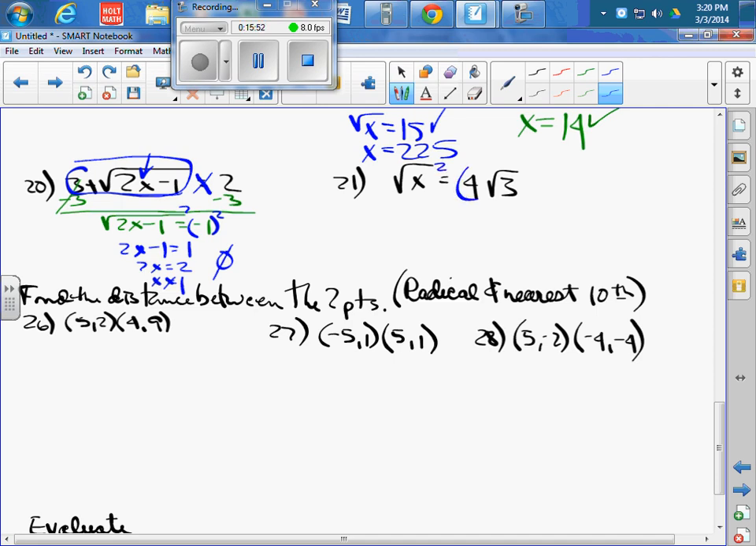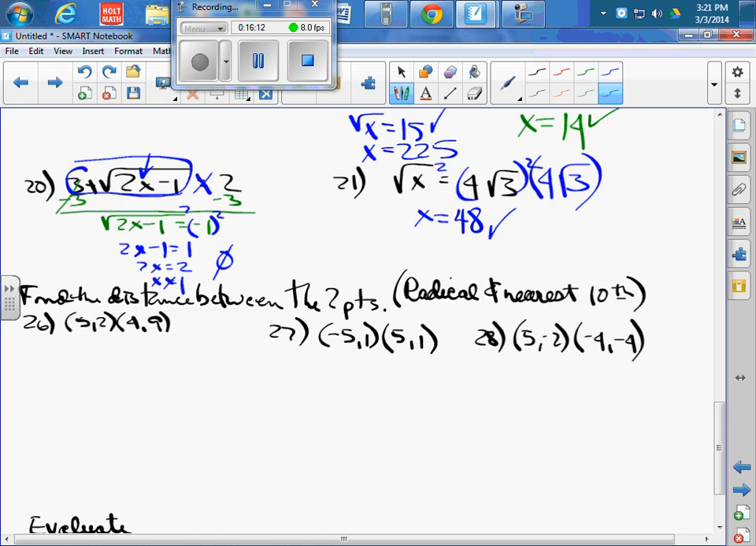In number 21, when you square both sides, please square both sides. You get x is equal to, now this is 4 radical 3 times 4 radical 3. 4 times 4 is 16. 16 times 3 is 48. Is the square root of 48 4 radical 3? Yes, it is, so we're done there.